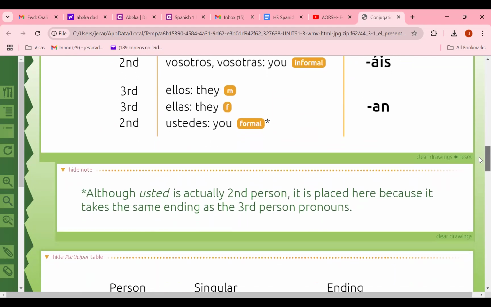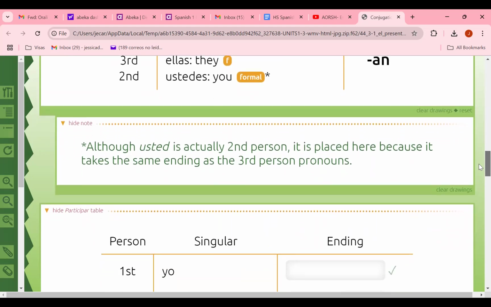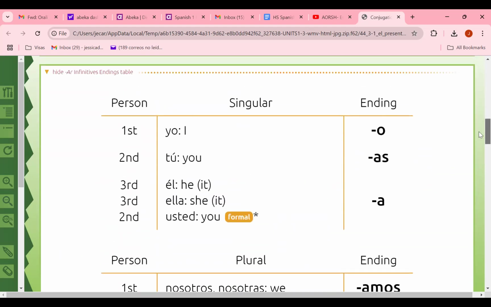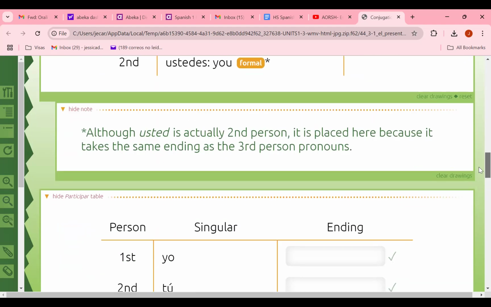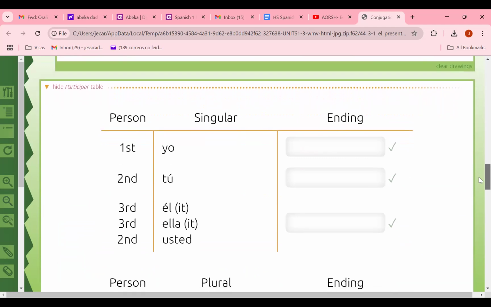And it says here, well, this is what I just said about usted, that is actually a second person, but they place it there as a third person because it will have the same ending as those pronouns. Okay, so here, they show you an example with the verb participar. You don't have it in your vocabulary list, but it's another verb that ends in AR, and it means to practice.